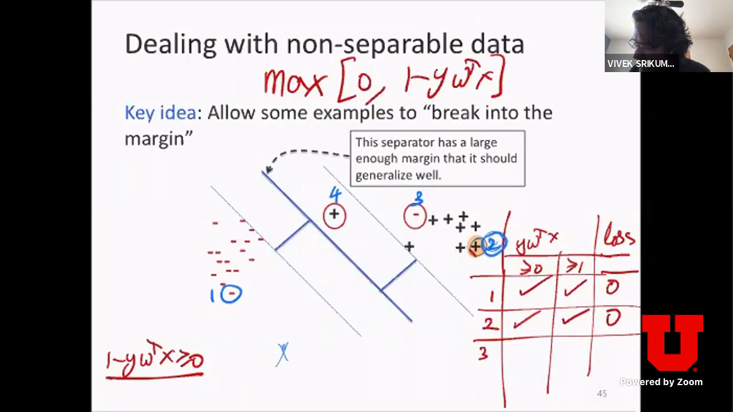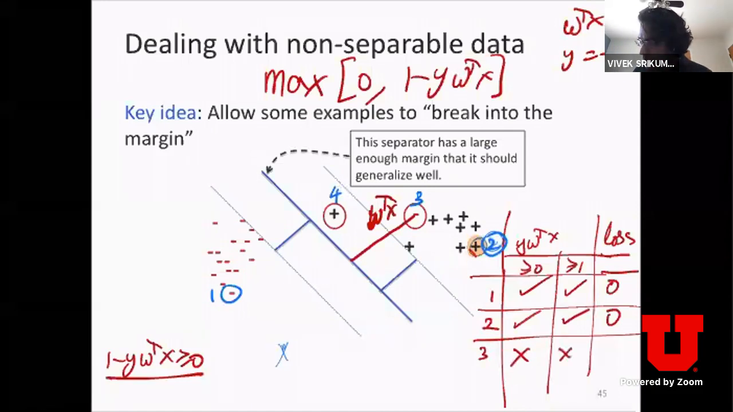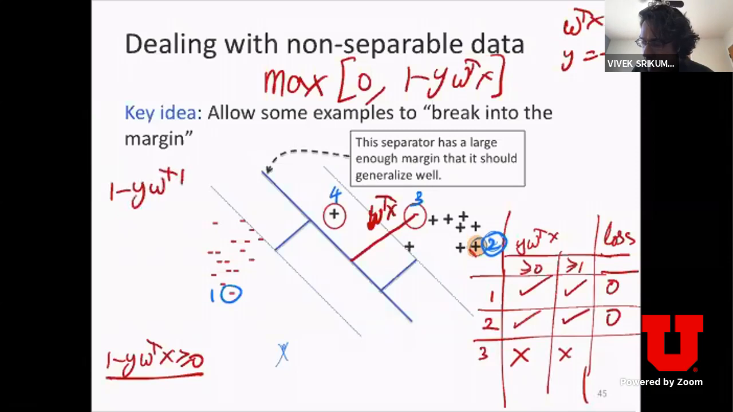For point number 3, we notice that w transpose x is greater than 0 and y equals -1. So y times w transpose x is negative. But the quantity to consider is, first of all, there must be a penalty. So this is not true. Of course, this is also not true. But the quantity to consider is 1 minus y w transpose x.